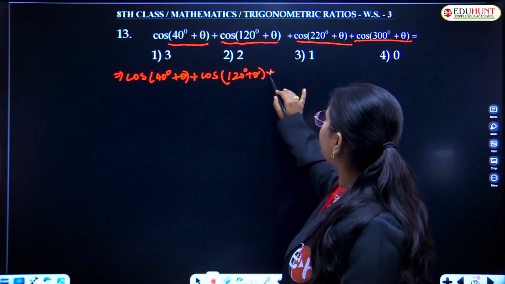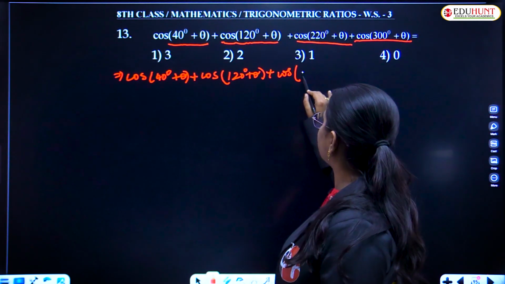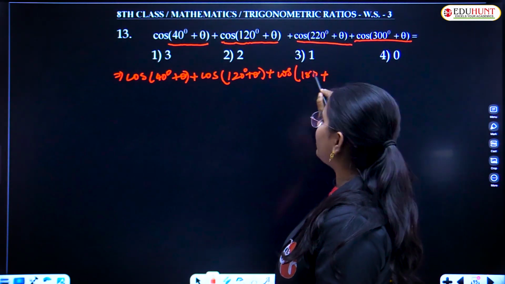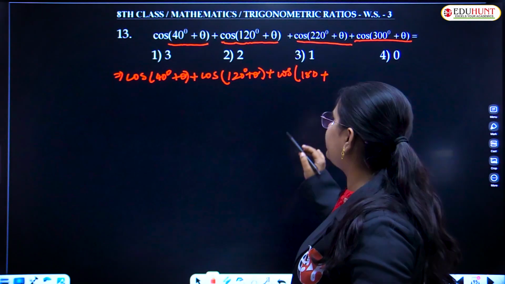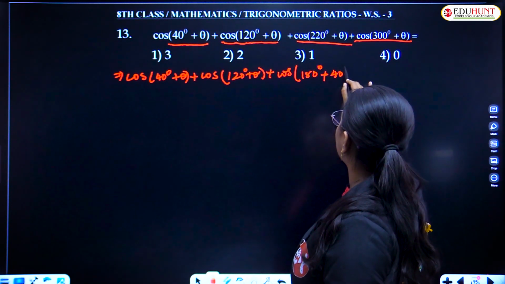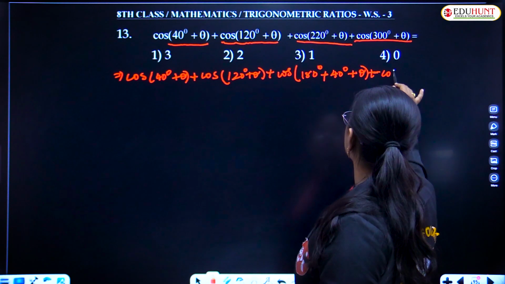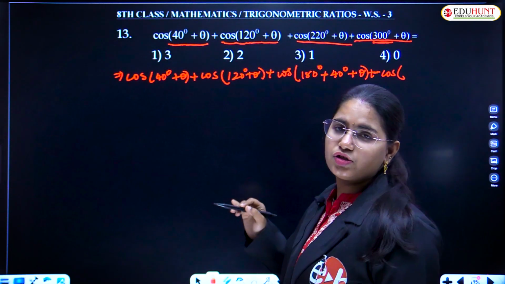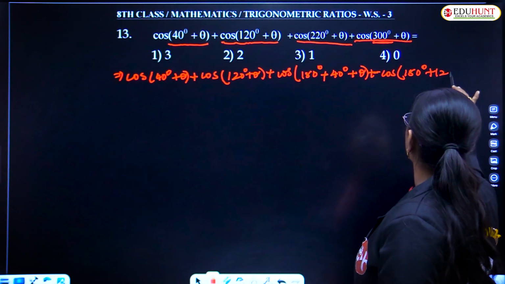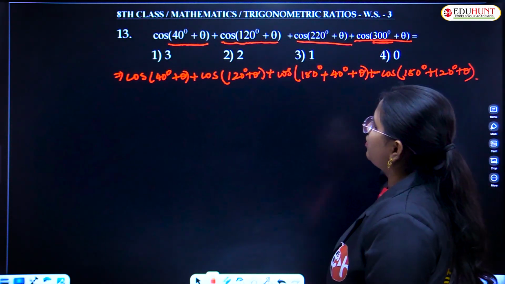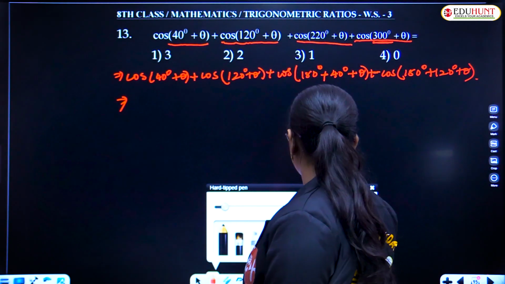But for cos(220 degree plus theta), what is the nearest angle for 220? It's 180. How much do I need to add to 180 to get 220? Excellent, it's 40 degree. So 180 degree plus 40 degree plus theta, and for 300, how much do I need to add? It's 180 degree plus 120 degree plus theta. This step is clear for you all. I hope for everybody it is clear.